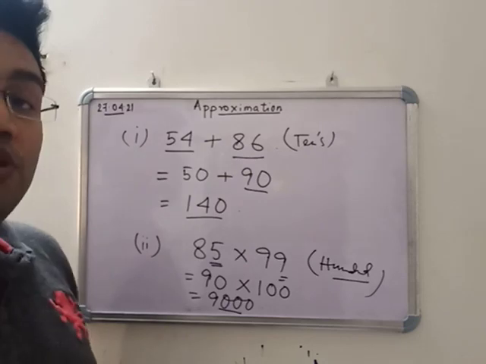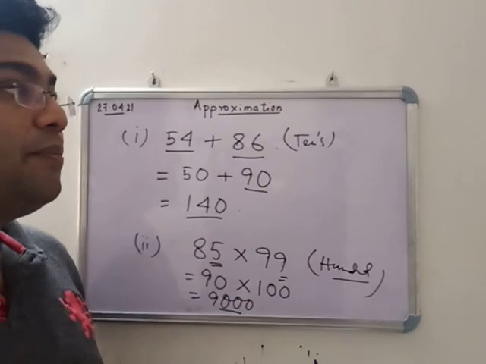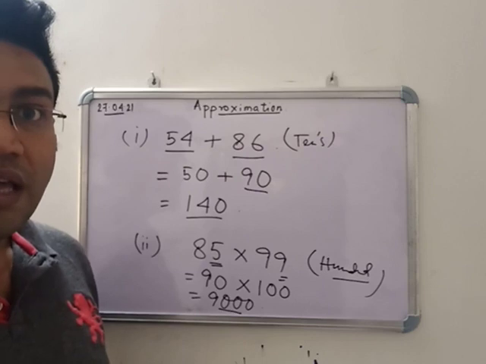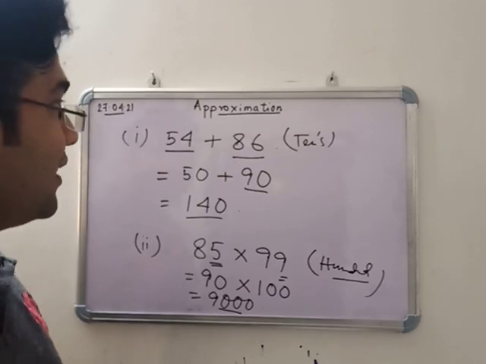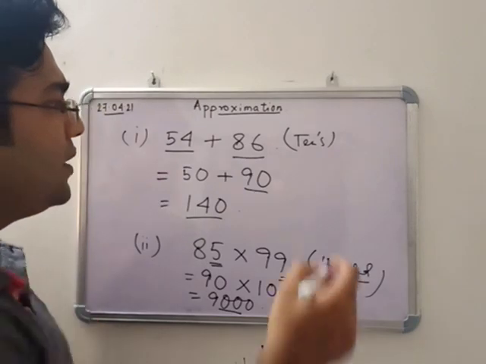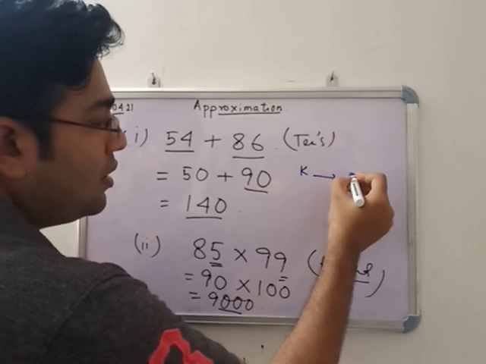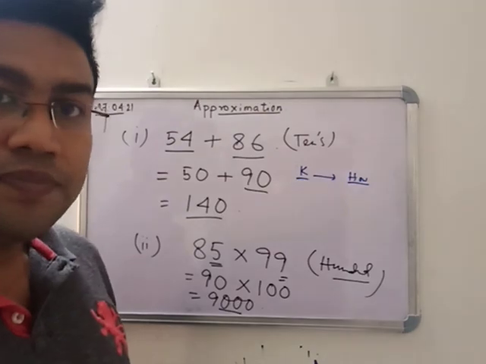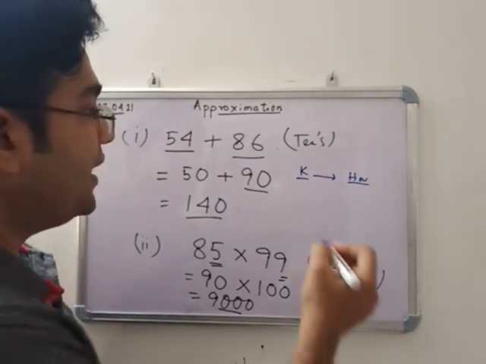What is the use of approximation here? Suppose you have to calculate the approximate measurement or approximate currency anywhere. Suppose you are in a bus or train, someone is asking you, can you tell me what is the approximate cost from Kolkata to Howrah? Can you tell me? So this is the question. If asked, then you have to answer like that.